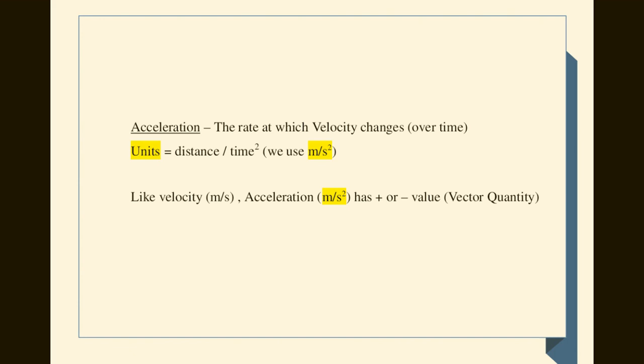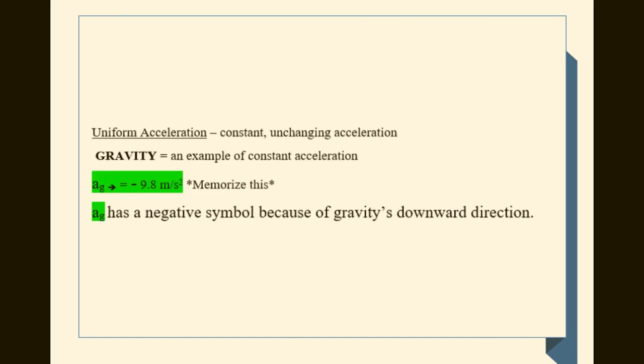Just like velocity, acceleration is a vector quantity and will have positive and negative values. Unlike velocity, the unit for acceleration is meters per second squared, compared to meters per second for velocity. In on-level physics, we are primarily concerned with uniform or constant acceleration, which is an acceleration that does not change.